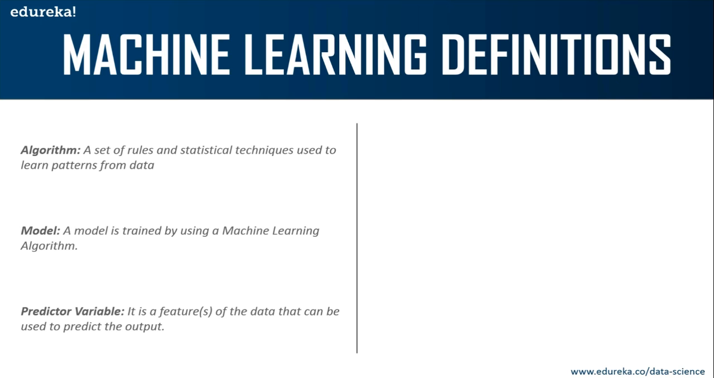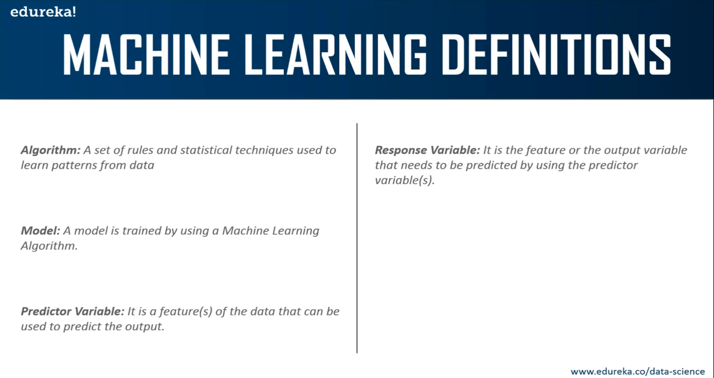So over here, the predictor variables are your height and your age, because you're using height and age of a person to predict the person's weight. So the height and the age are the predictor variables. Now, weight, on the other hand, is the response or the target variable. So response variable is a feature or the output variable that needs to be predicted by using the predictor variables.